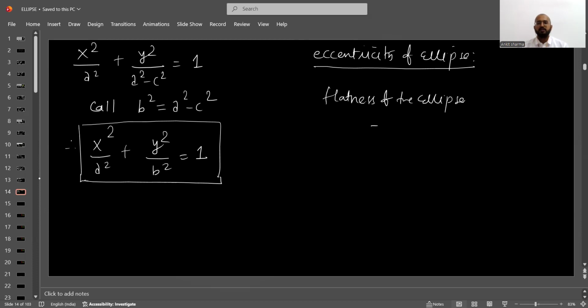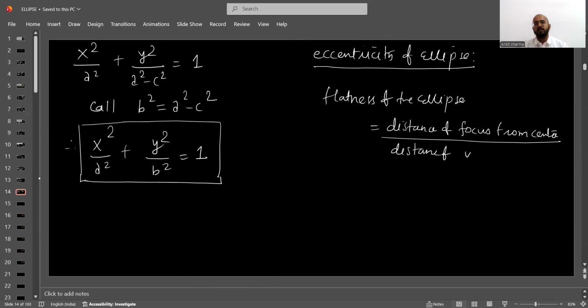So the flatness of the ellipse is nothing but the distance of focus from center over the distance of vertex from center. So the flatness of ellipse is going to be described by the eccentricity. So e is equal to distance of focus from center.